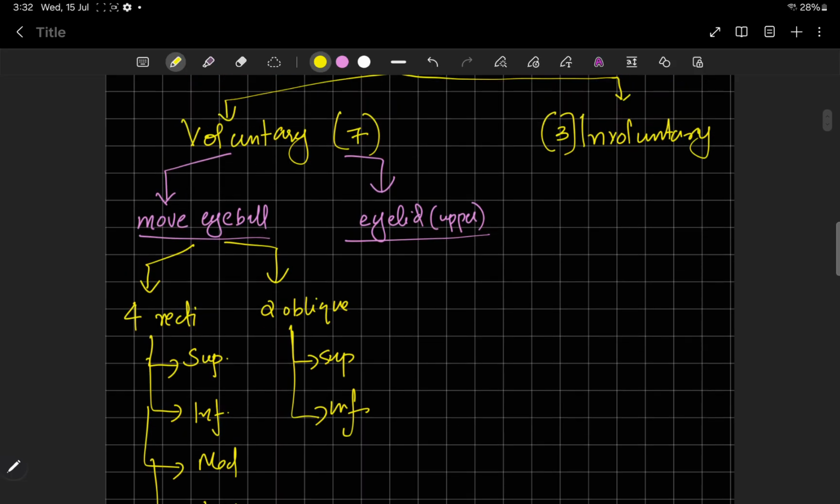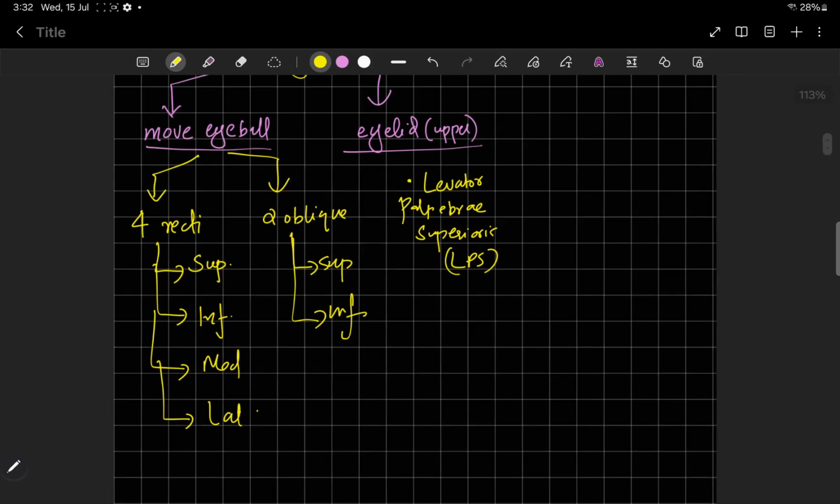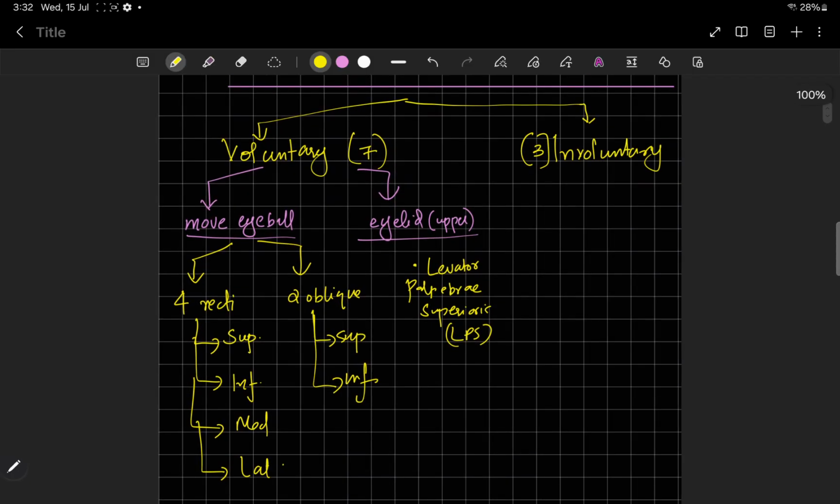There is only one muscle that moves the upper eyelid, and that is levator palpebrae superioris, which we can call LPS. And the 3 involuntary muscles are superior tarsal, inferior tarsal and orbitalis.